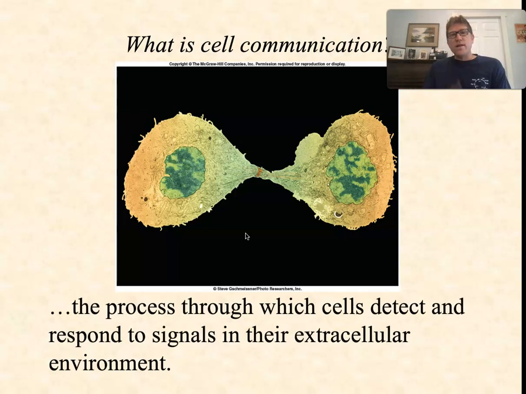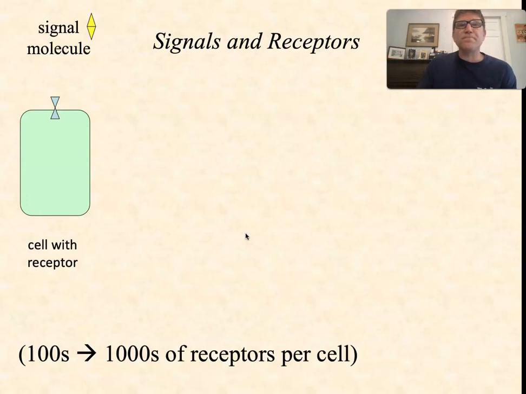So a definition of cell communication might be the process through which cells detect and respond to signals. They detect and they respond to signals. Now the definition here says it's in their extracellular environment, but understand there are some examples where the signal actually originates in the same cell. Sometimes that signal leaves the cell, comes back in again. Other times the signal is entirely self-contained. So this is what we're talking about when we say cell or cellular communication.